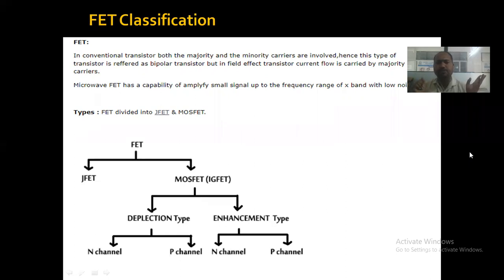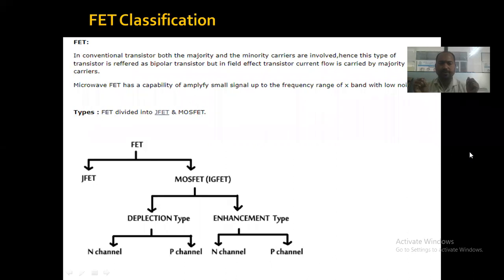So in case of a BJT, there is current conduction due to both majority as well as minority carriers, right? But in case of an FET, current conduction takes place due to only the majority charge carrier, right? Here current conduction is not due to both electrons as well as holes. Here either electrons or holes are the carrier, and current flows only due to that. That is nothing but an FET. Okay.